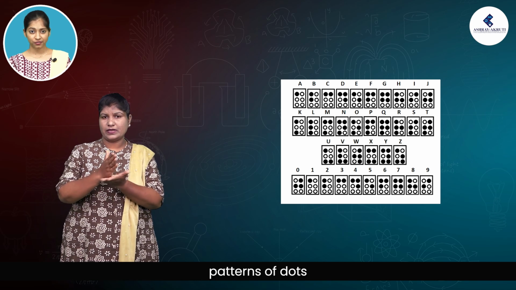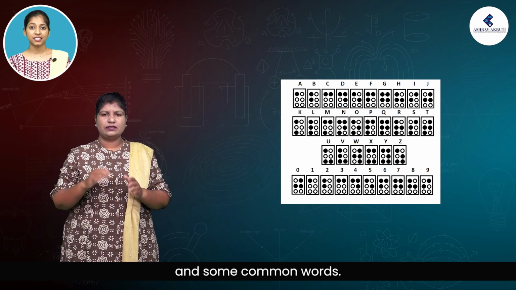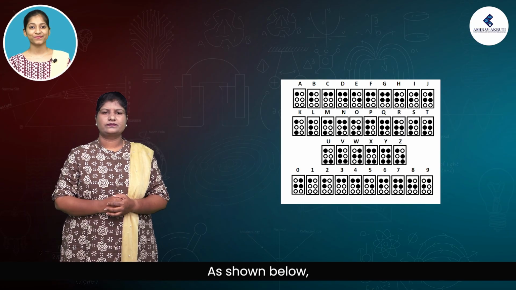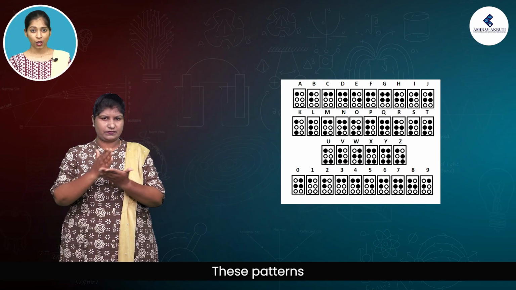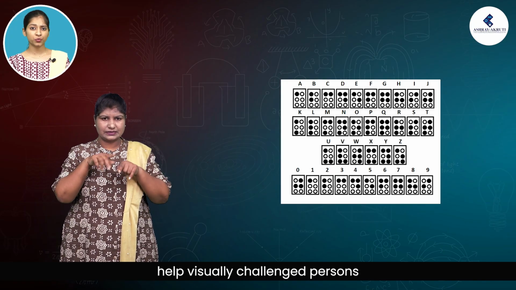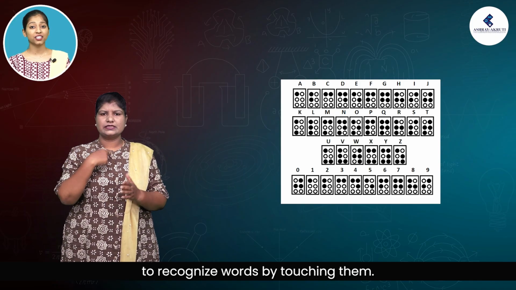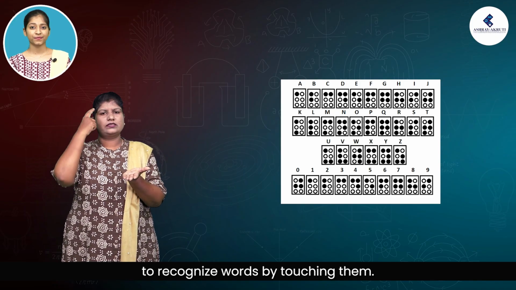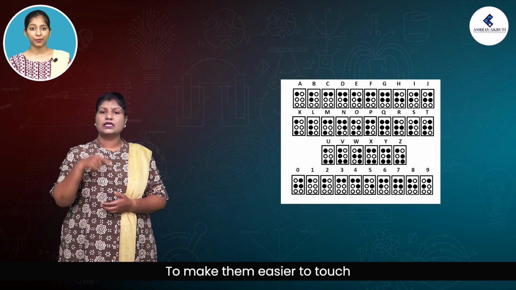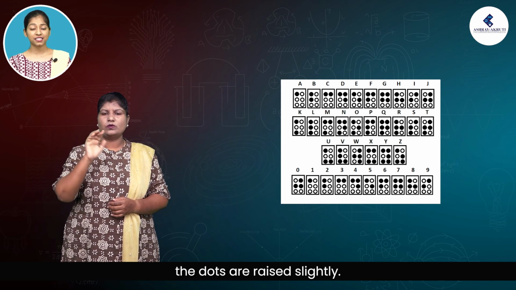Patterns of dots to represent some English letters and some common words are shown below. These patterns, when embossed on Braille sheets, help visually challenged persons to recognize words by touching them. To make them easier to touch, the dots are raised slightly.